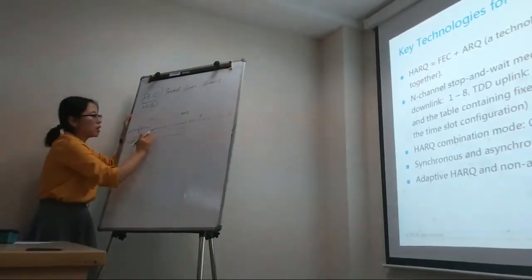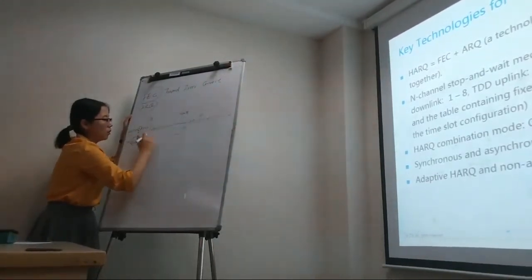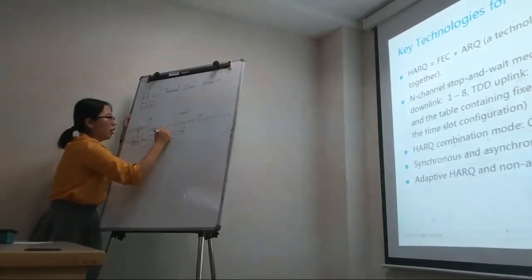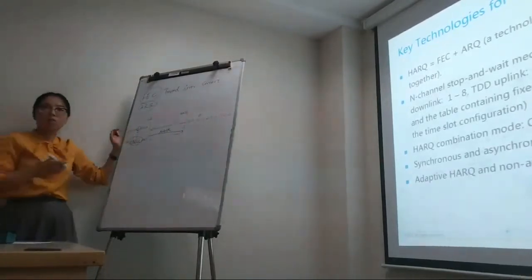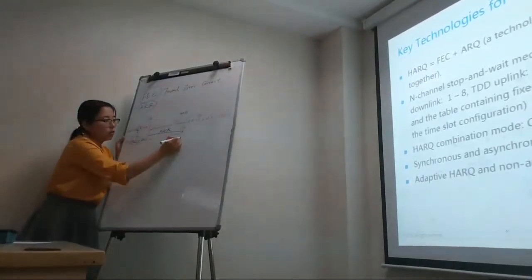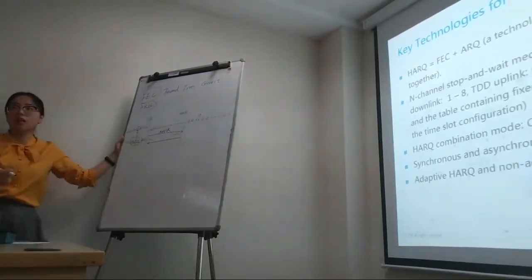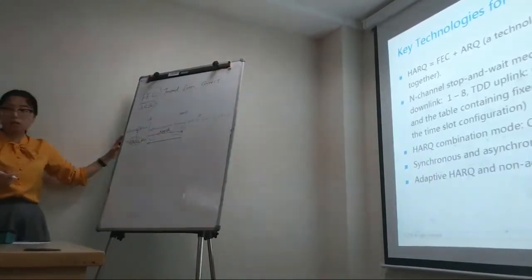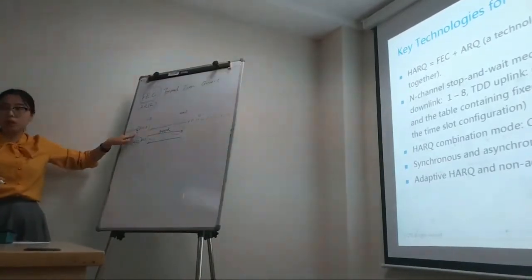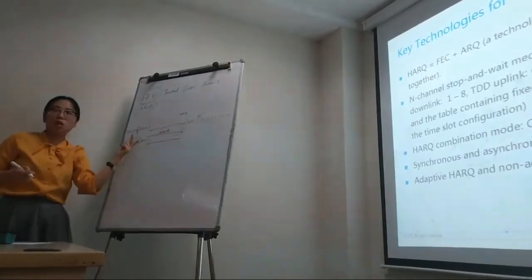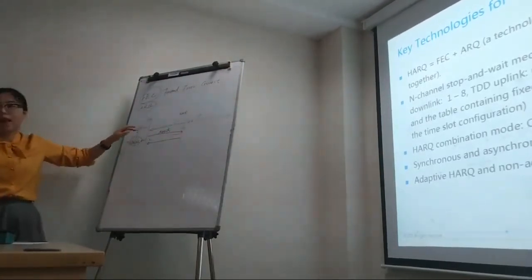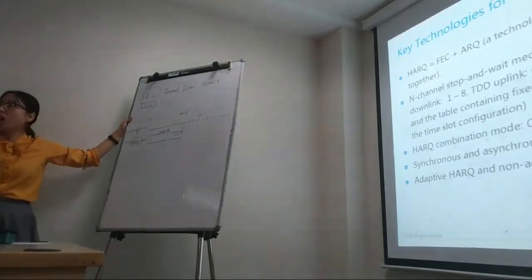So I must give it a feedback: I did not receive it correctly, you need to retransmit it. So it will retransmit it again. No matter how small the error, I will feedback a NACK and you retransmit it. So this kind can enhance reliability, but the efficiency is very, very low.